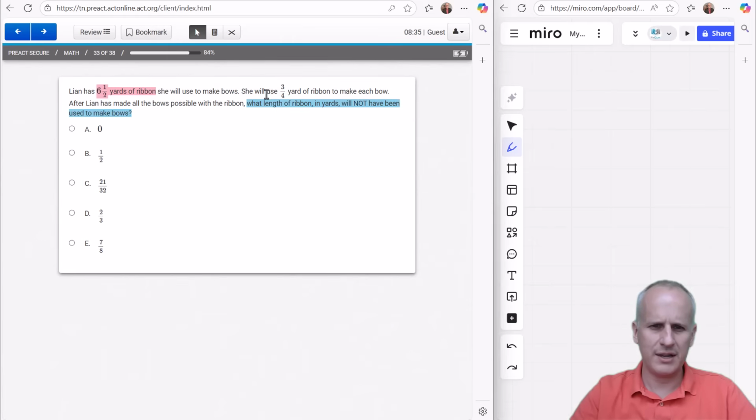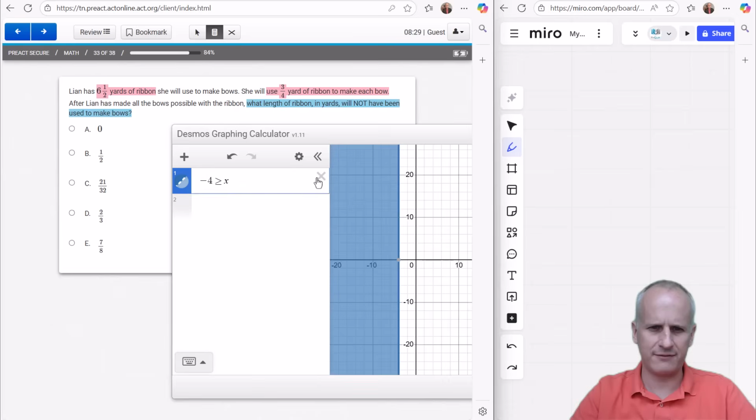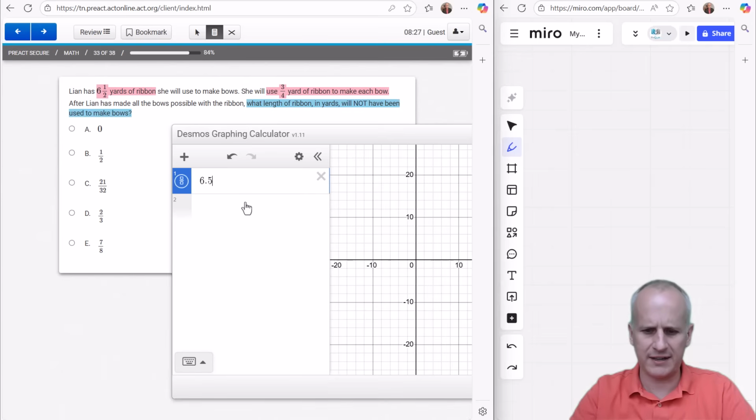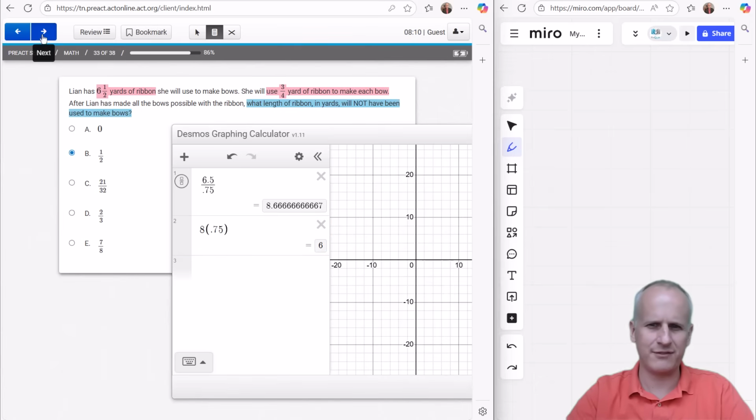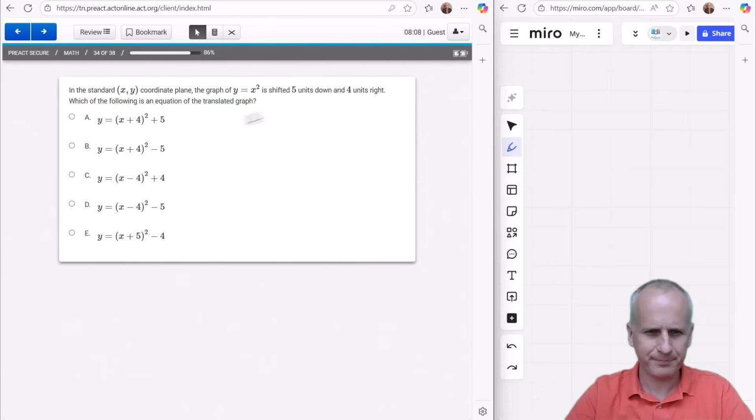She's going to use 3/4 of a yard of ribbon to make each bow. So I'm going to use my graphing calculator just to track this information. If I've got 6.5 divided by 0.75, I'm going to be able to do 8 complete bows. So I know that she's using 8 times 0.75 for each of those bows, which means she's using a total of 6 yards of ribbon. 6.5 minus 6, of course, is 1/2, and we can move on to the next problem here.